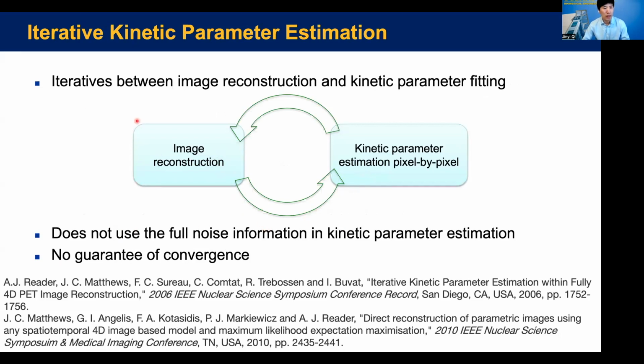The algorithm just iterates between image reconstruction and kinetic parameter estimation over multiple iterations. However, this does not use the full noise information in the kinetic parameter estimation, so it has a similar issue as the indirect estimation, but it does improve the image quality, obviously. Another issue is that it doesn't have any guarantee of convergence, because those two steps are independent of each other.